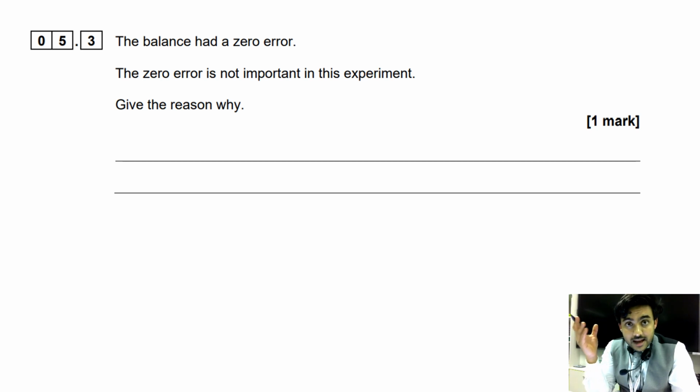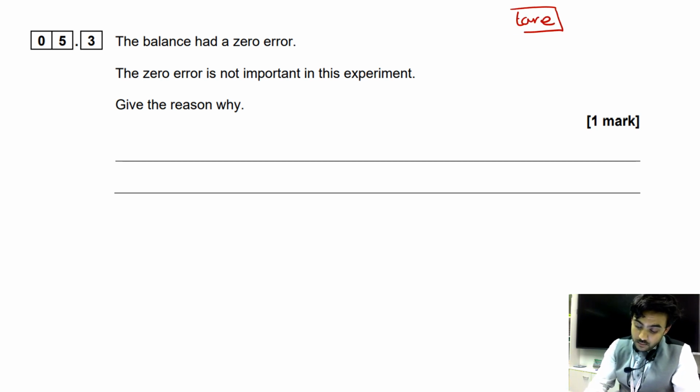5.3. The balance had a zero error. The zero error is not important in this experiment. Give the reason why. A zero error is when the mass balance does not read zero to begin with. Instead, because there is something on it, it has a reading. If we tare, do you remember tare? If we press the tare button on the mass balance, then even with the first rod on there, it will say 0. Then there's no zero error.